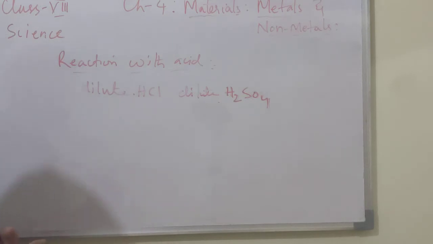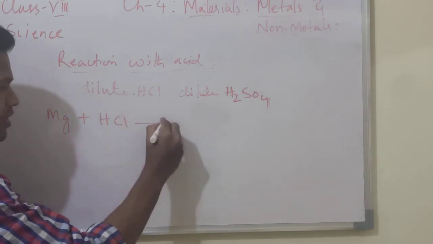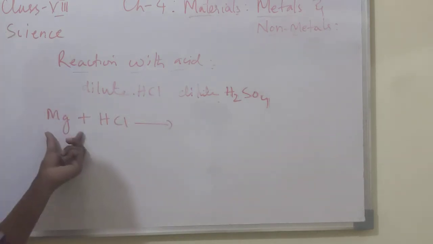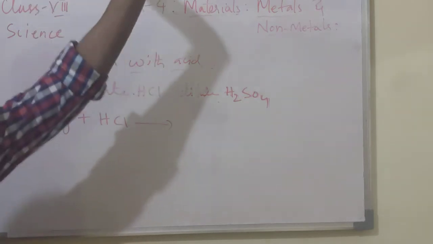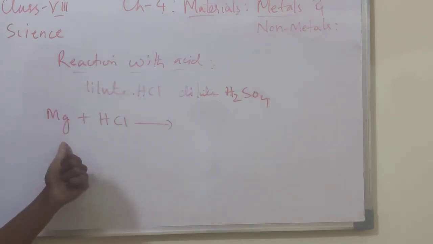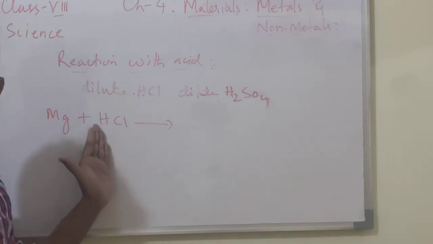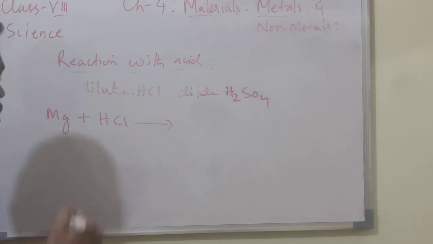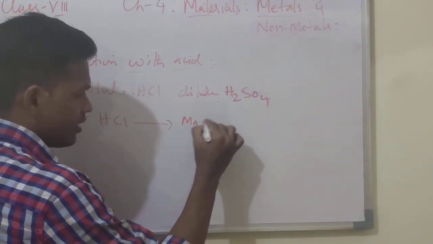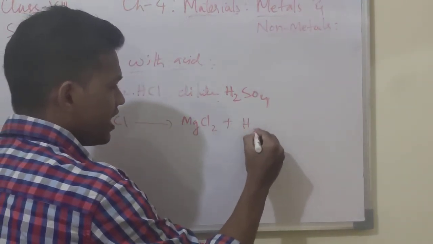Now we will see this by taking different metals. First of all, magnesium. Take magnesium plus HCl, and it will react vigorously. Magnesium is in the fourth place after potassium, sodium, calcium. Magnesium reacts with hydrochloric acid to give MgCl2 plus H2. Here the very important product is hydrogen gas.